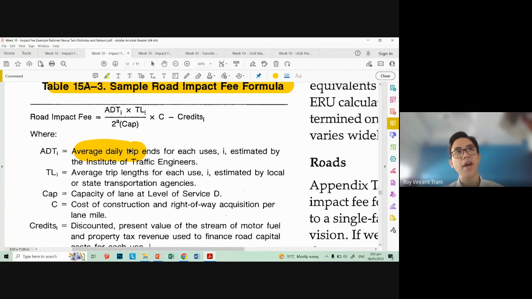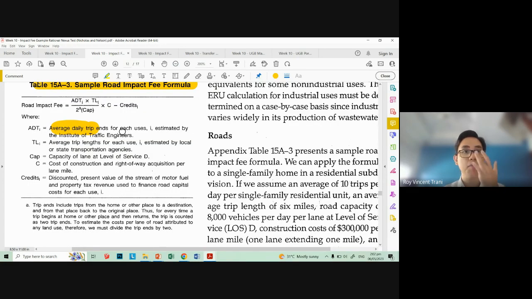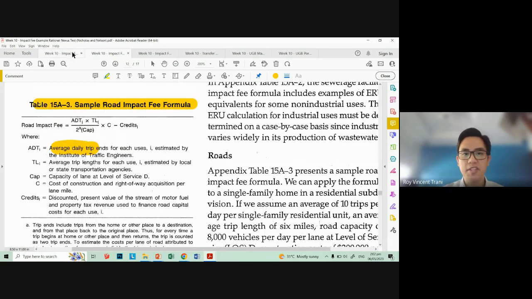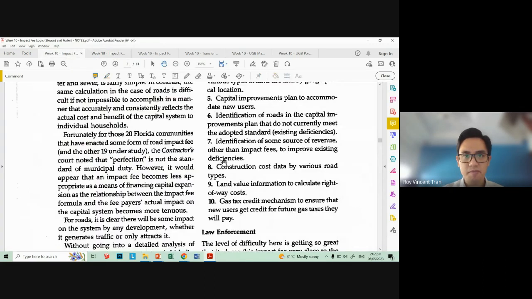Because to analyze trips, you need to survey that whole section of the road. You need to survey for at least a few months, or maybe even 6 months, and then you have to have people on that road at least maybe 8 hours a day to really get the actual data. So it's very costly, very complicated to do these road impact fees.